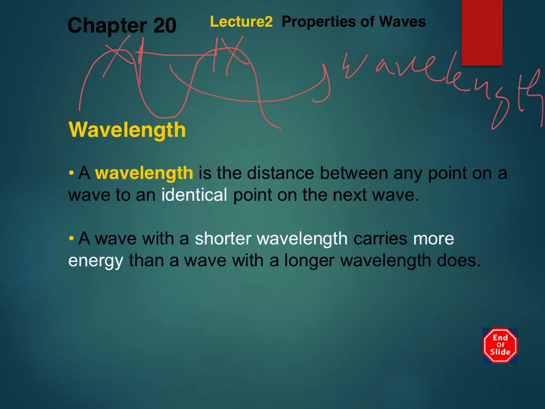A wave with a shorter wavelength carries more energy than a wave with a longer wavelength, right? So if there's a lot of distance between here, a large wavelength here, versus one that's like this, this one here would have more energy than the first one I drew, okay? Because that distance is a shorter wavelength. It's almost like you're cramming more waves in that smaller space. Does that make sense? So just know that the larger wavelength means less energy.